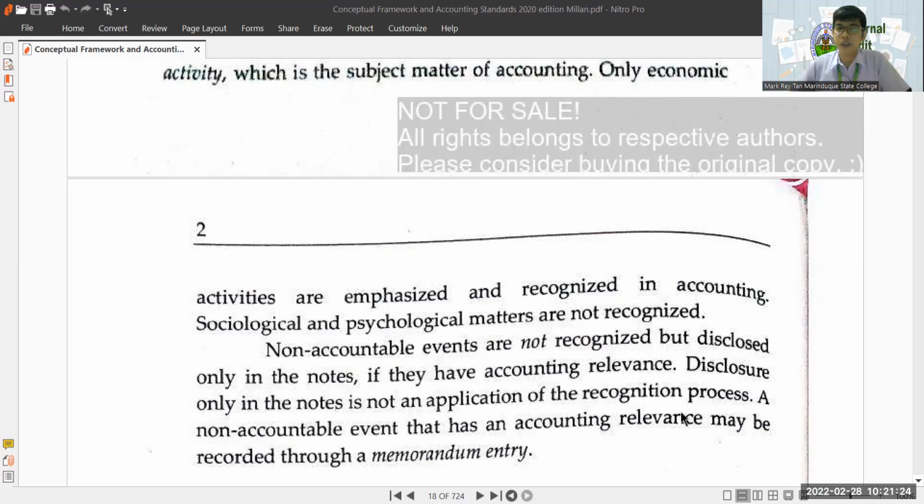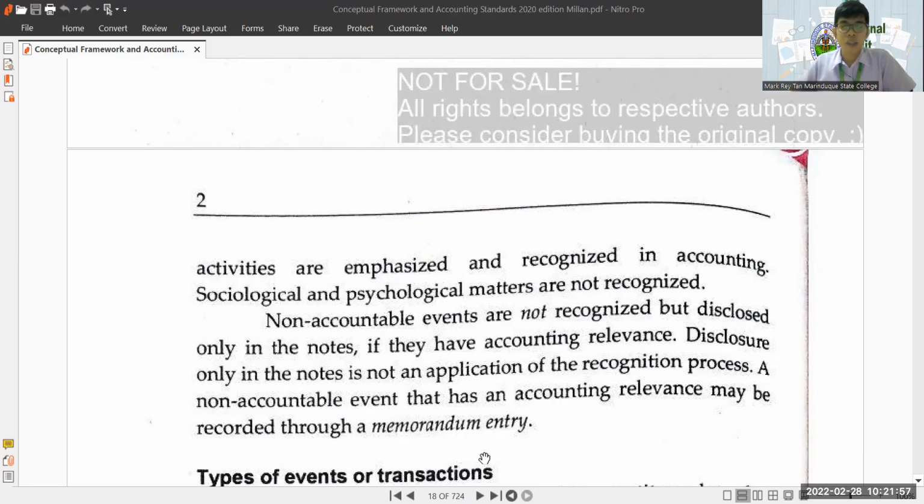So, hindi porket nilagay mo siya sa notes, part na siya ng recognition process. Hindi. Okay? So you might be wondering yung notes, nababanggit siya ng ulit-ulit. Yung notes na tinutukoy class, this is the notes to financial statements, which is part of the complete set of financial statements. Right? An unaccountable event that has an accounting relevance may be recorded through a memorandum entry. So, dalawa, ano? Yung mga accountable events, dalawa ang pwede mong gawin. Pwede mo siyang memorandum entry, tapos, i-disclose mo pa siya sa notes.